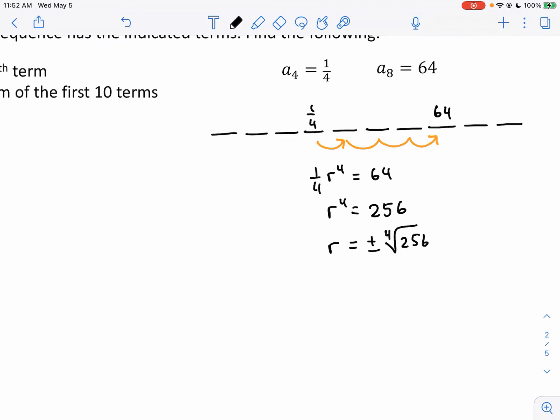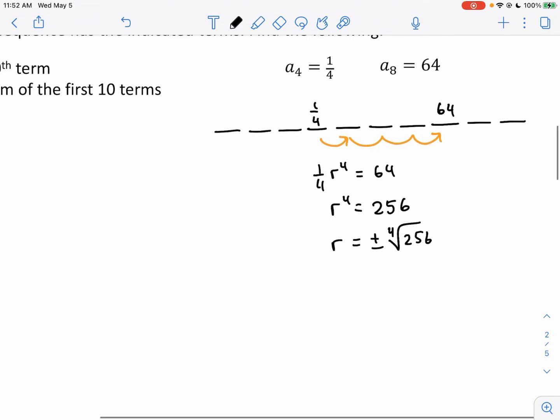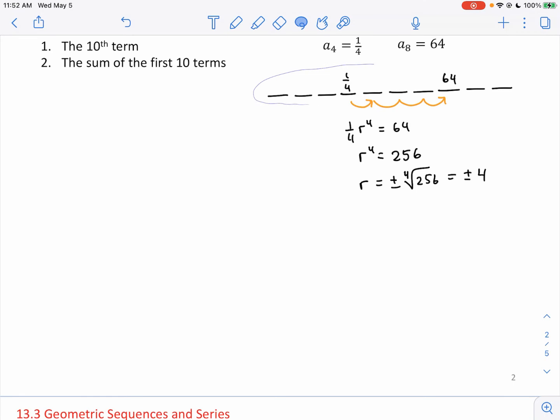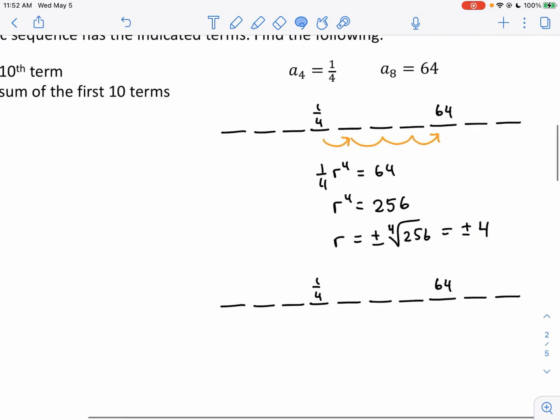So you have plus or minus the 4th root of 256. We need a number that when you raise it to the 4th power, you get 256. It turns out that that number is 4. And so we have plus or minus 4 could be the ratio. So there's going to be 2 different possible answers here. I'm going to copy this. I'll put one answer up above, and I'll put the other answer down here below. If the ratio is positive 4, let's go with positive 4 as a possible answer.